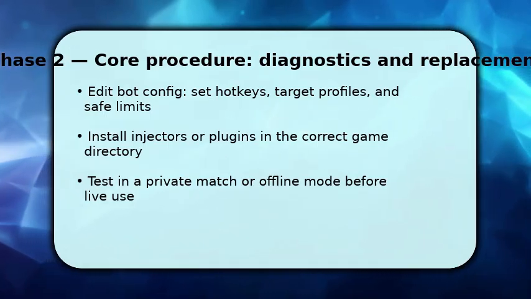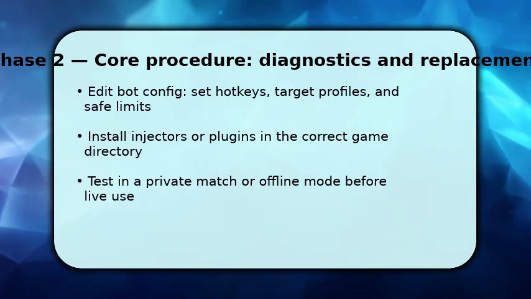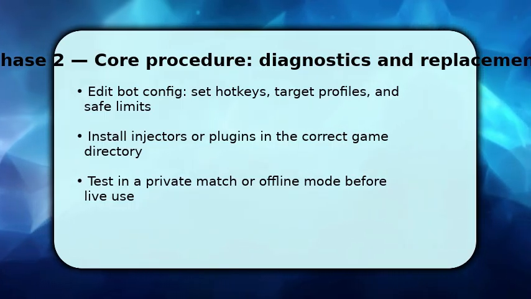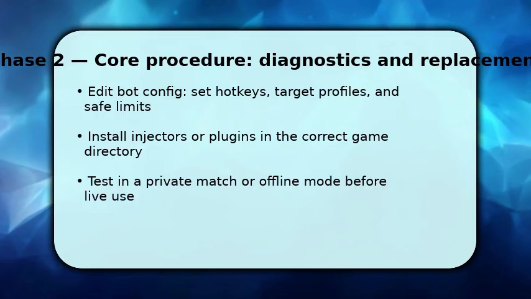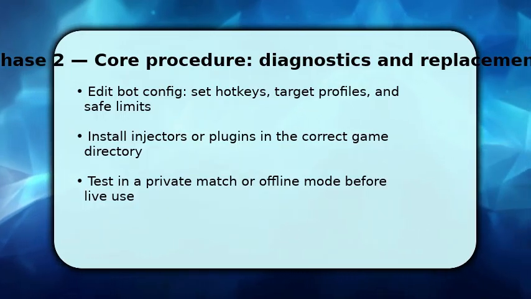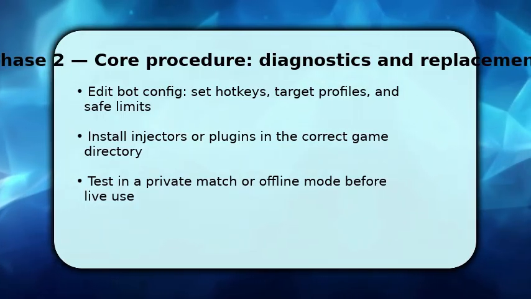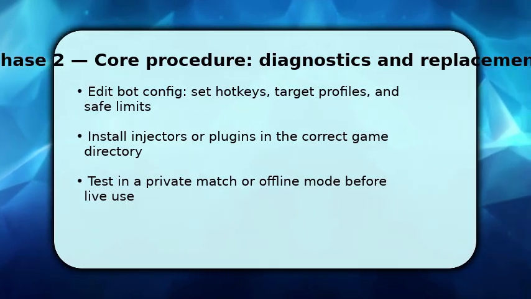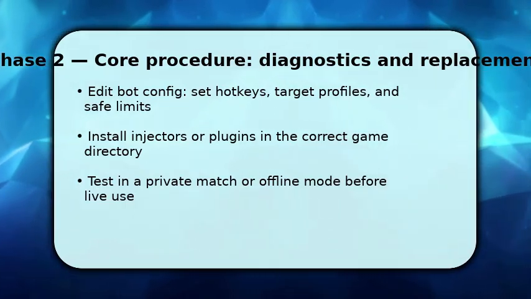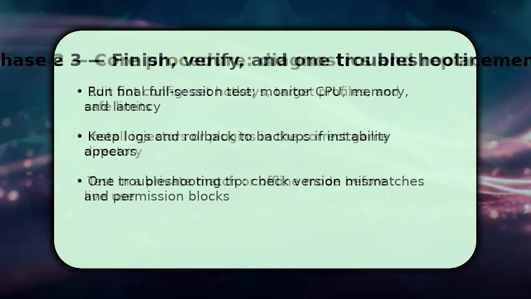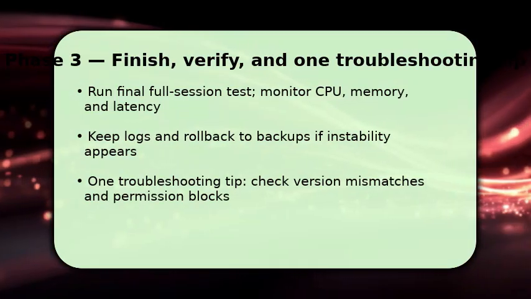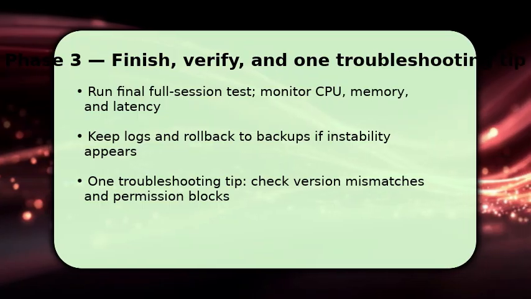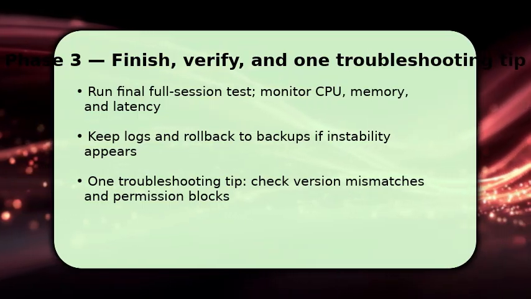Wrong paths cause failures. Then, launch the game in a private or offline session to test actions, watch logs, and refine timings. This is where you tune behavior. If automation seems off, tweak delays and perception thresholds until the bot acts smoothly and avoids obvious detection. Finish by running a full session test and monitoring CPU, memory, and network latency, because performance affects detection and responsiveness.